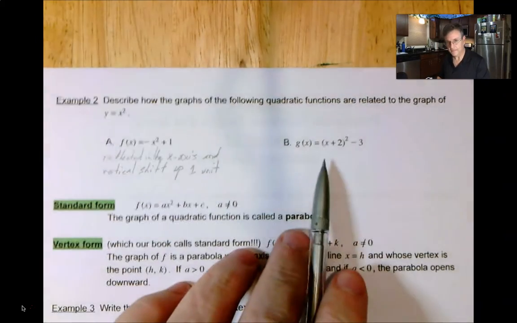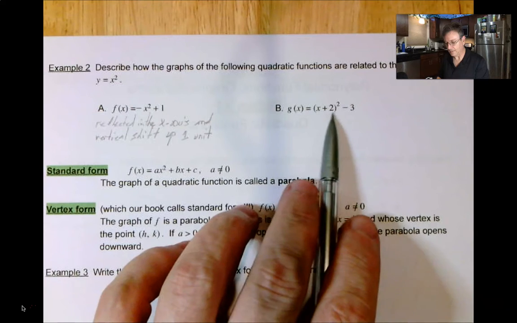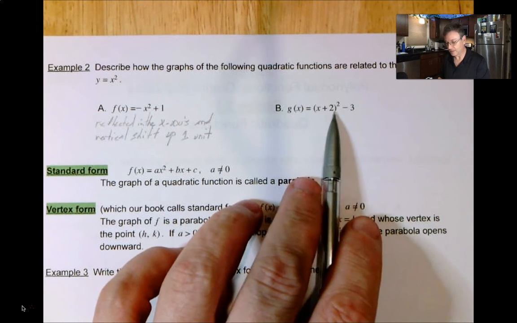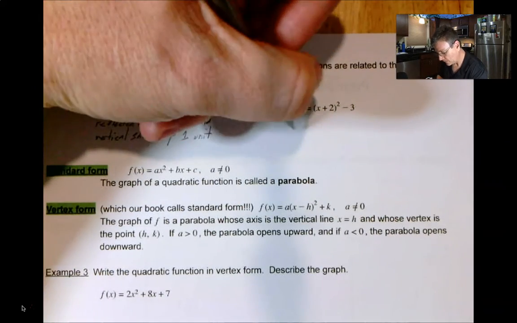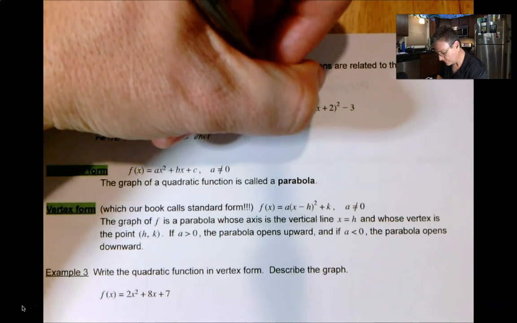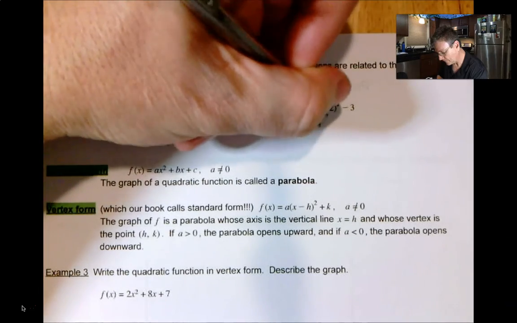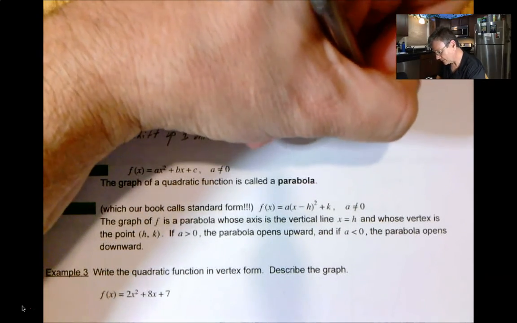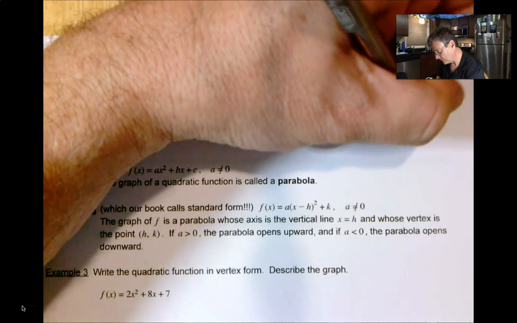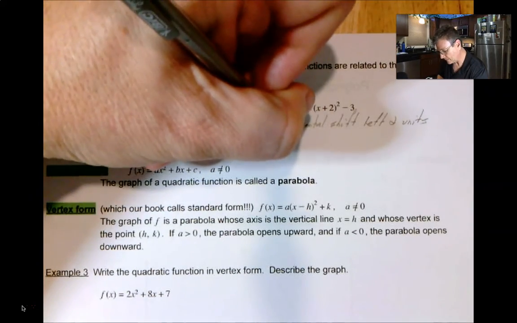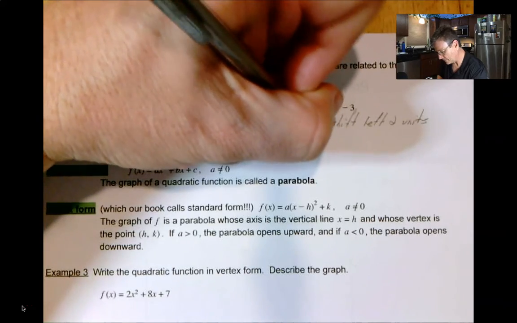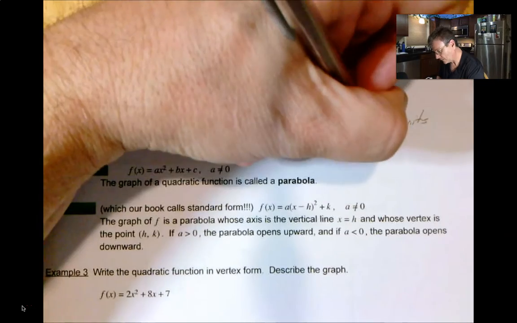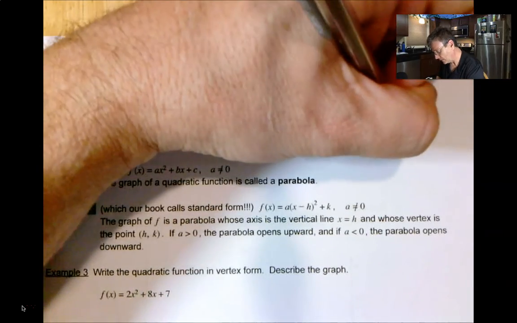All right, part B. Here we have a horizontal shift, and again, this is the counterintuitive one, so this is going to go left 2 spaces, down 3. So horizontal shift left 2 units, and vertical shift down 3 units.